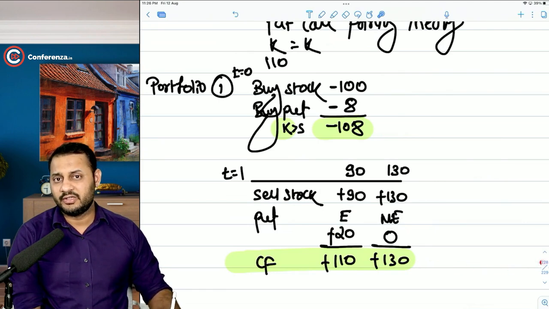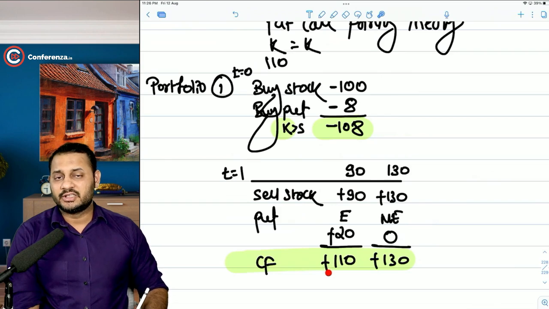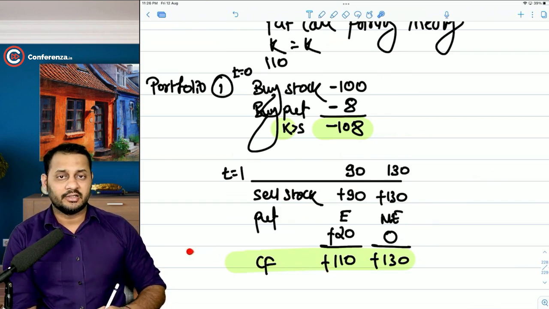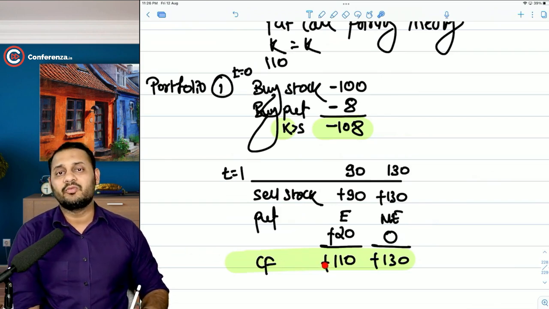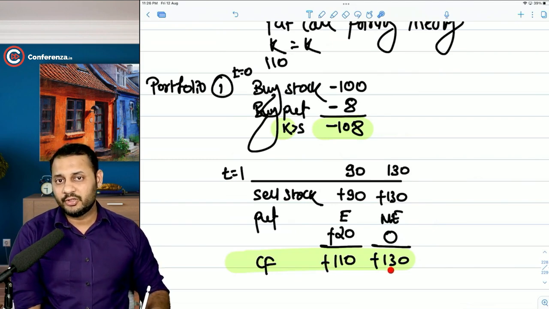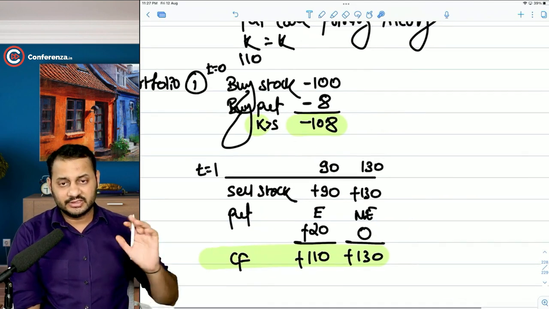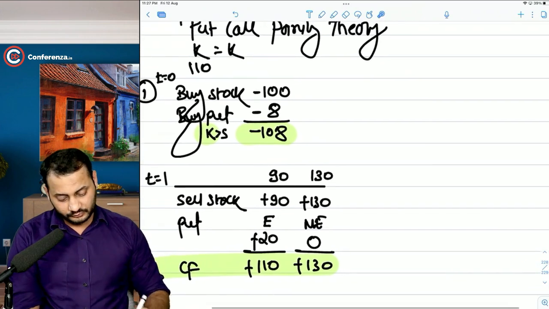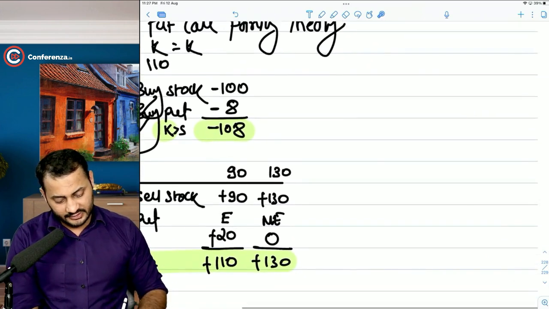130, 150, 170 will be the cash flow. But if the price goes down, the cash flow is restricted to 110, 110, 110, 110. So 110 is the minimum amount that I will receive and there is no limit to the higher amount. Okay. So this is one thing. Second portfolio. Let's create a second portfolio.